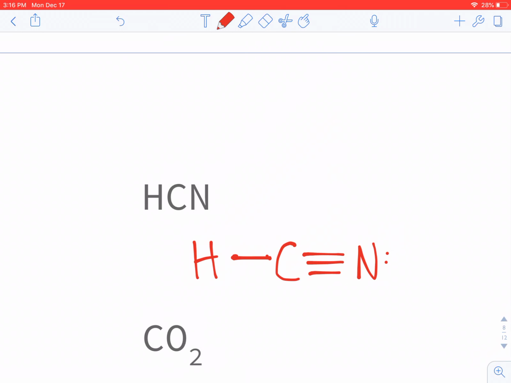So you can see we have a single bond between the hydrogen and carbon, and a triple bond between the carbon and nitrogen, and the nitrogen also has a lone pair on the right side because those electrons were not involved in the bond.